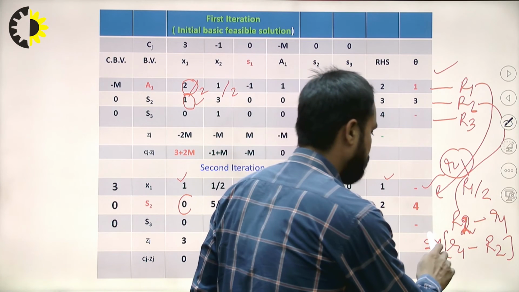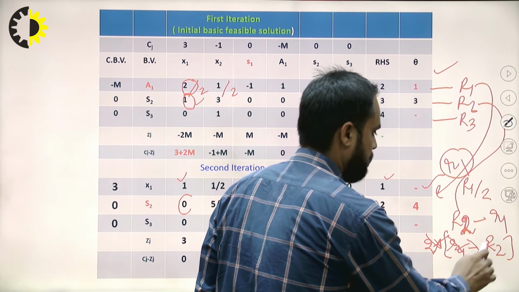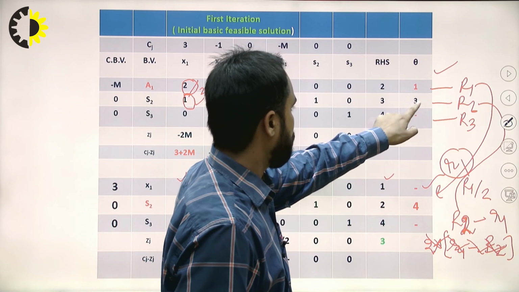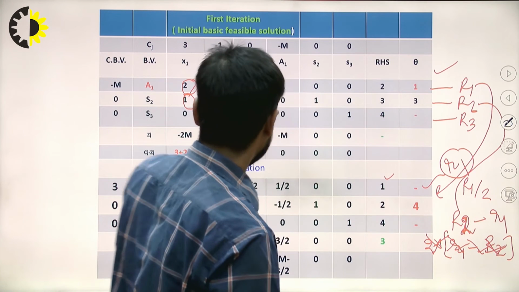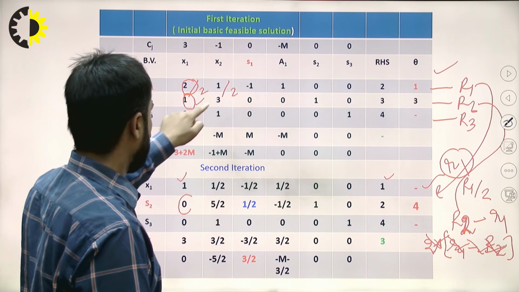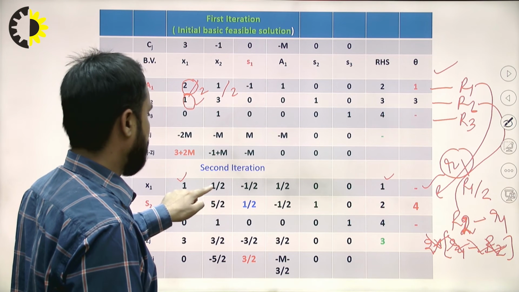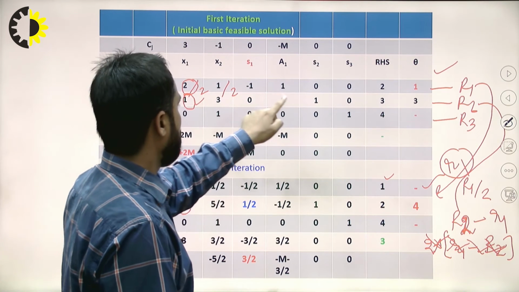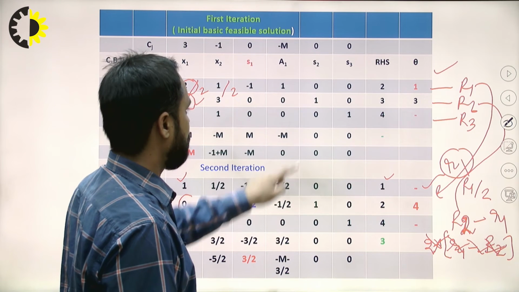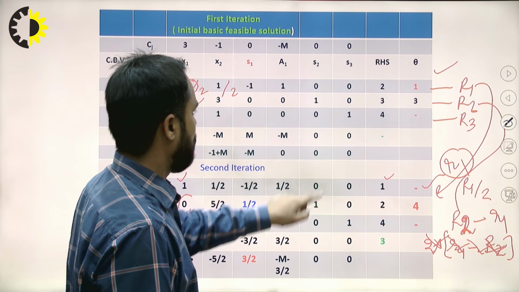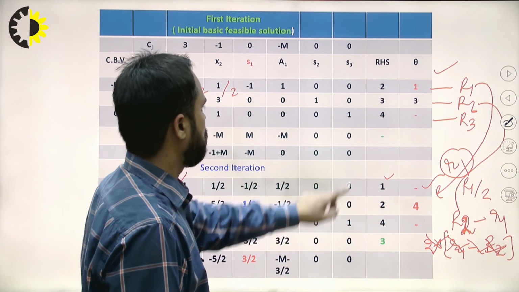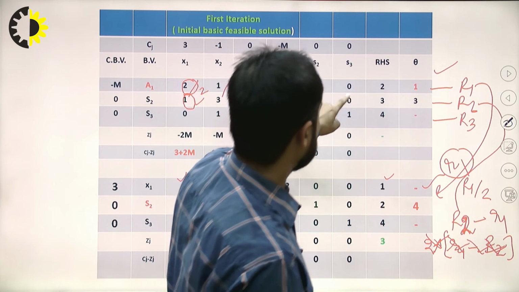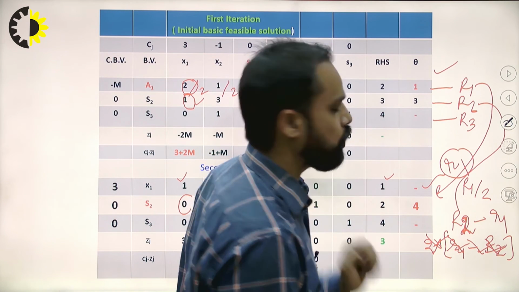Always keep in mind, this is an incorrect way to write. So if I apply R2 minus R1, R2 is here and R1 is here. So you can easily do 1 minus 1, 0. 3 minus 1 by 2 becomes 5 by 2. 0 minus half becomes minus half. 0 minus half, minus half. 1 minus 0, 1. 0 minus 0, 0. And 3 minus 1 becomes 2.